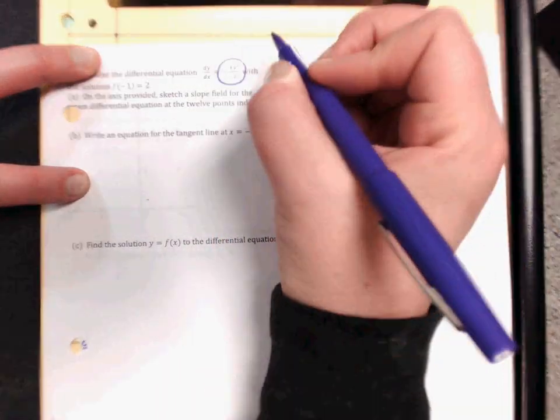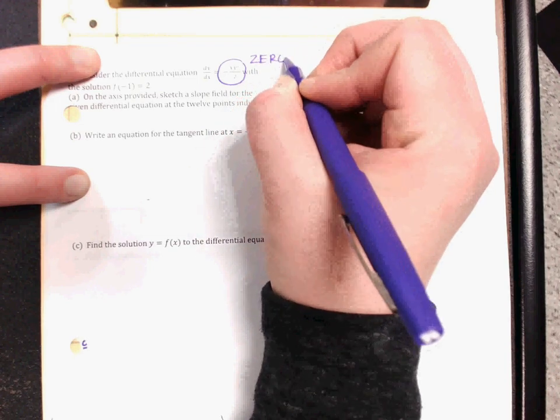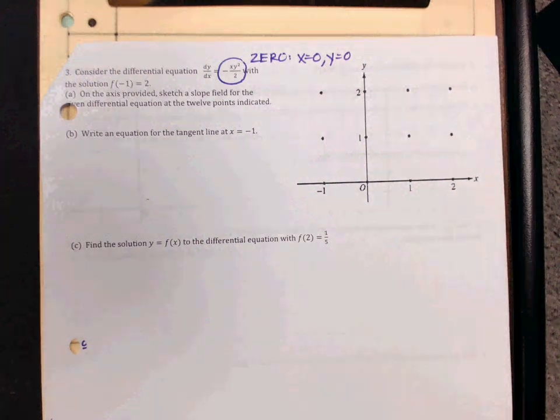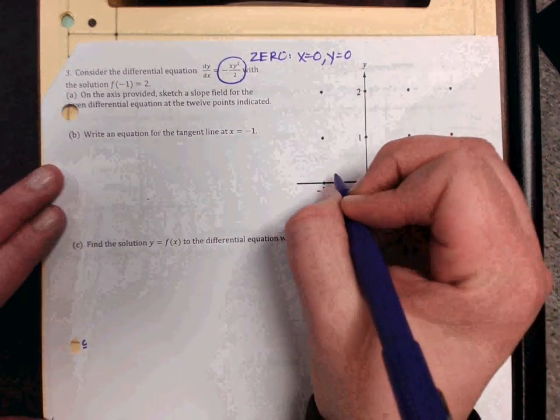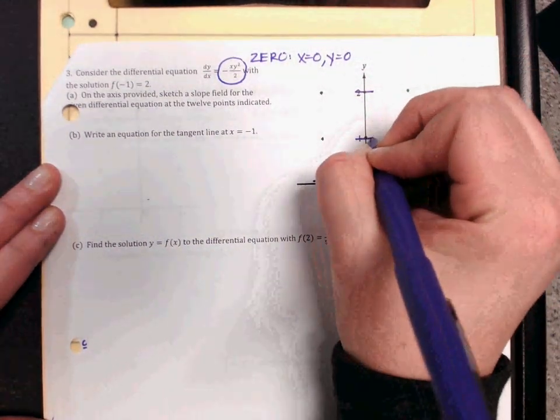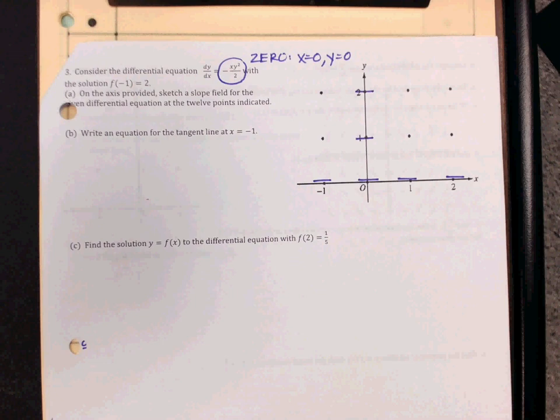Notice that my zeros will be when x is 0 or if y is 0. Because whenever I multiply two numbers, if one of them is 0, it zeroes out the whole thing. So I'll have 0, 0, 0, 0, 0, 0. All of those are flat. Then out of the points that are left over, you would just plug those in.